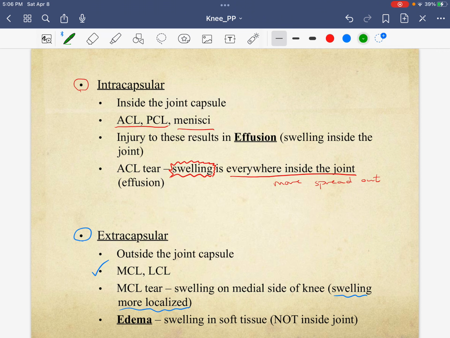Lastly, please make sure you review the different types of swelling. Edema is probably what you've heard of before, swelling in soft tissue. Well, now we're going to add a new one, effusion. Effusion is referring to swelling inside of a joint. So an ACL tear will result in effusion. When we have damage and inflammation from an intracapsular structure, we will have effusion, or swelling inside of the joint capsule.